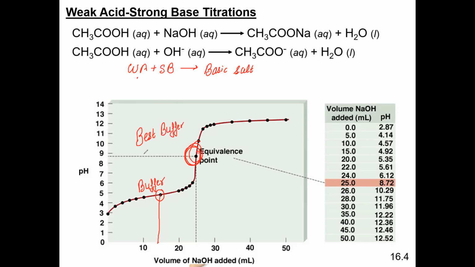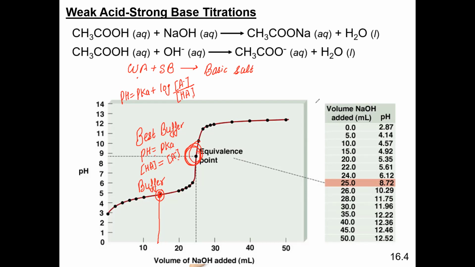And what is a best buffer? When pH equals pKa. That's the best buffer. Henderson equation. Remember the Henderson equation: pH equals pKa plus log of the concentration of A minus over HA. Best buffer, pH equals pKa. The concentration of acid is equal to the concentration of its conjugate base. Half of the acid is neutralized. So please write down these points.